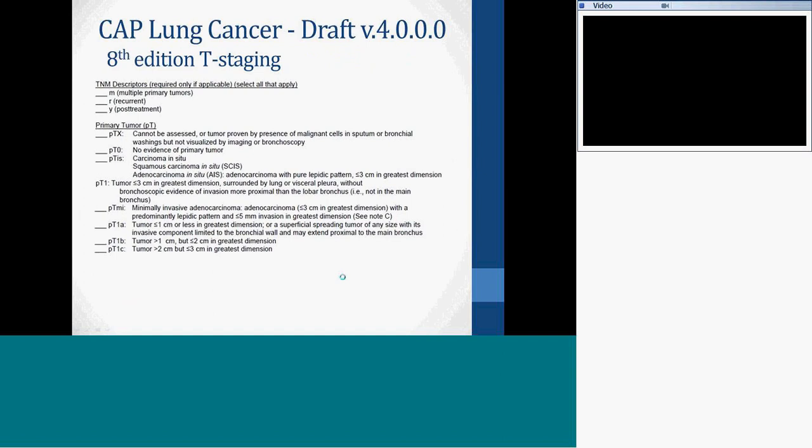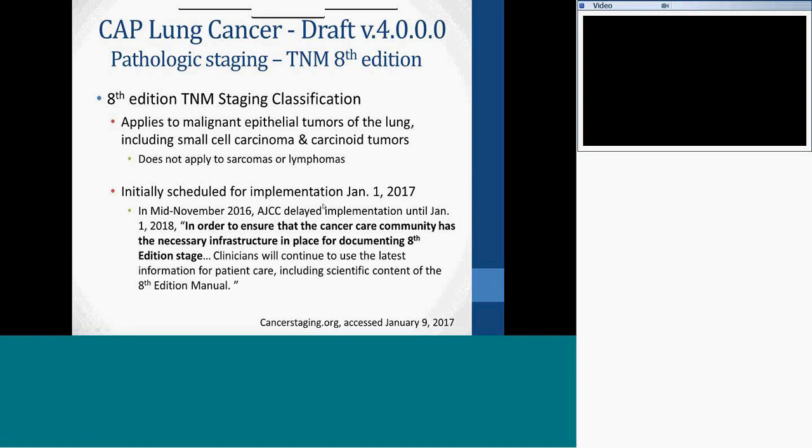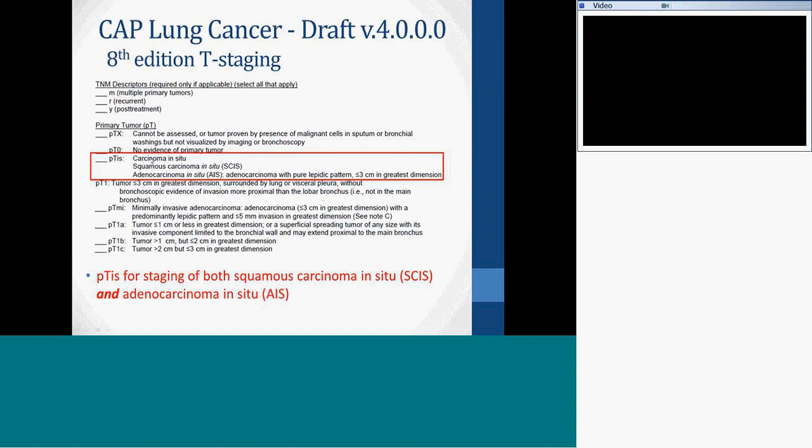Looking at the T stage fields, there are a number of things to highlight here. First of all, as I mentioned, carcinoma in situ. Carcinoma in situ used to be just a generic field in the 7th edition. Now there's squamous carcinoma in situ and adenocarcinoma in situ added. Previously, I think probably all of us were using the Tis field primarily for squamous carcinoma in situ. And there was a bit of question as to whether adenocarcinoma in situ should be classified as Tis or T1a in the 7th edition. Well, in the 8th edition, I guess there's no ambiguity that AIS is now classified as Tis.